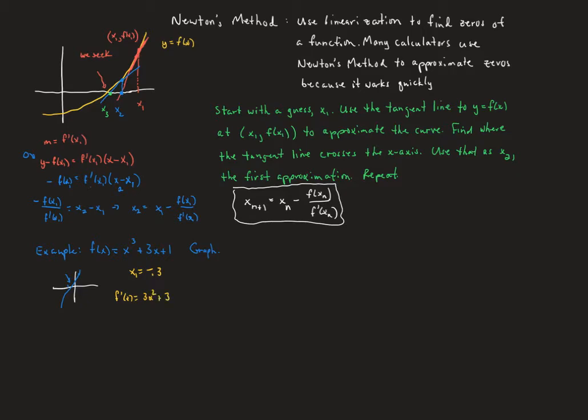Then what we're going to do, following that formula in the box in white there, is say our next guess, x2, our next approximation, is going to be our previous one, which is -0.3, minus the function evaluated at -0.3 over the derivative evaluated at -0.3.